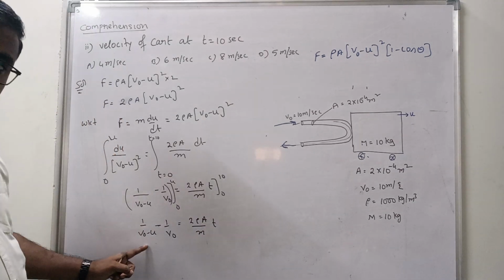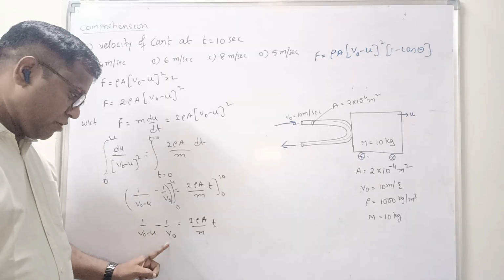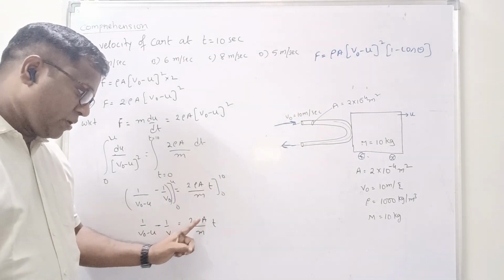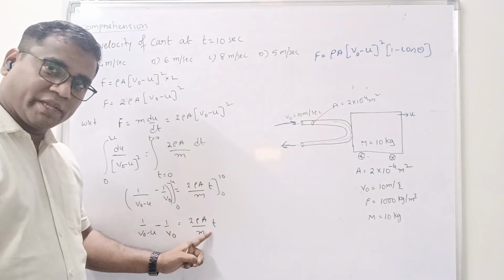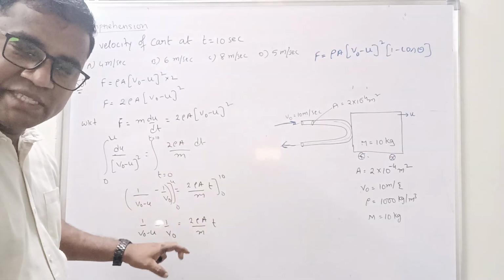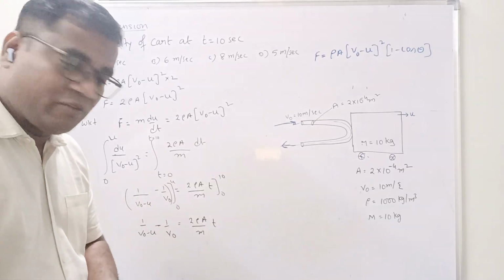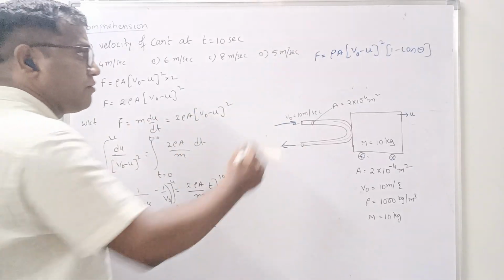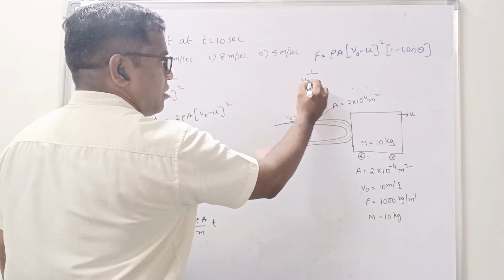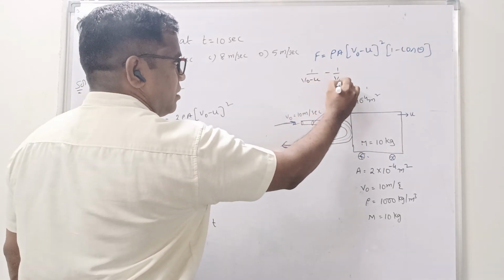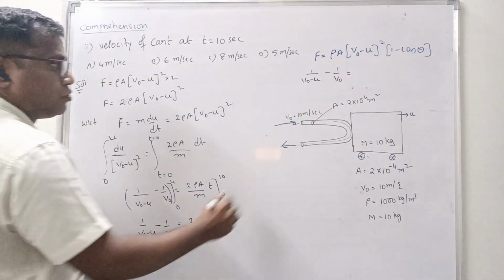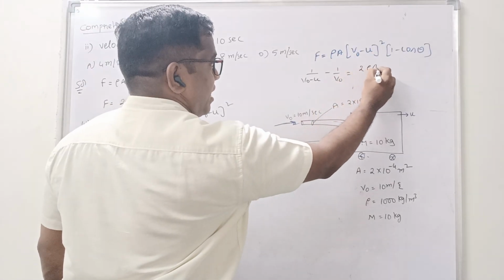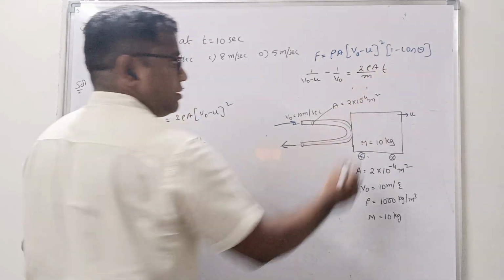1 by V naught minus U minus 1 by V naught is equal to 2 rho A by m into t. I am keeping this as a basic equation, because in further numericals we are going to use the same equation. So I am writing here: 1 by V naught minus U minus 1 by V naught is equal to 2 rho A by m into t.